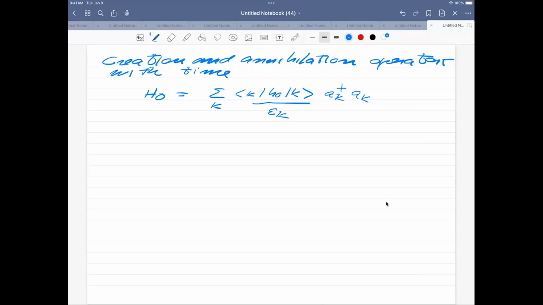So if we now go back and look at the definition of this operator in the interaction picture, let me quickly remind you of that expression. An operator in that picture is given by e to the i H0 t divided by h bar, and then I have the operator in the Schrödinger picture, and we're assuming that this is time independent. And then we have e to the minus i H0 t divided by h bar.